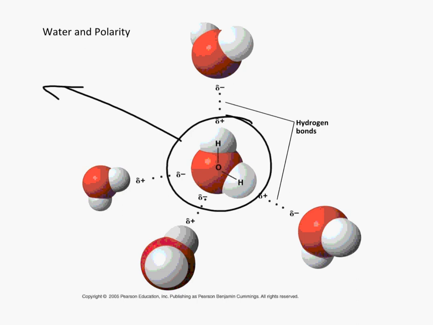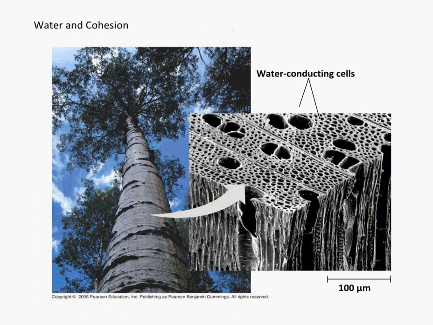Well, first of all, just because water is polar and has these slight charges, it does conduct electricity very well. And water is very much attracted to itself as well, which causes some interesting properties. The first of which is called cohesion. Cohesion is this idea that water loves itself and clings to itself.